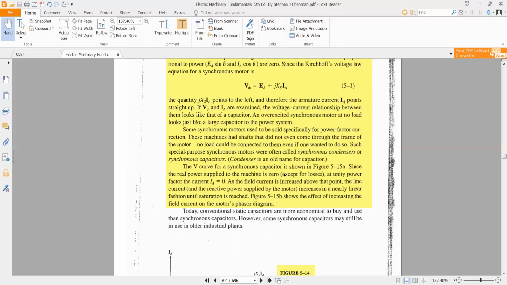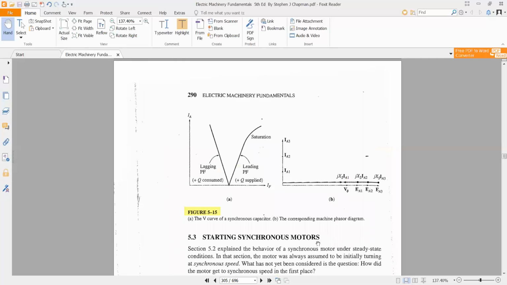V curve for a synchronous capacitor is shown in figure 5.15a. You can see here, as we are increasing the excitation, the armature current is decreasing. Initially, the motor is operating at lagging power factor. It is consuming reactive power. At some point, the armature current will become almost zero. It will be just equal to the losses supplied by the motor.